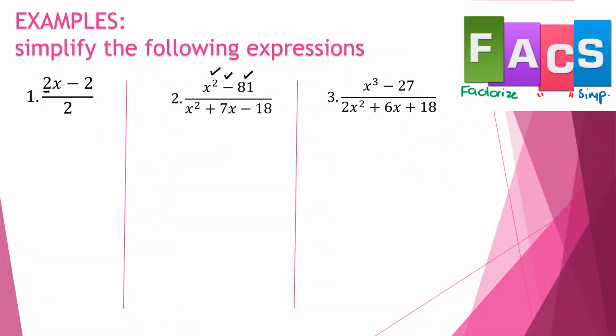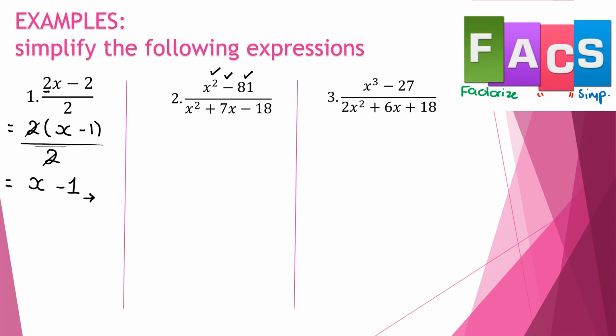So let's do the following examples. Our instruction is to simplify the following expressions, and we do so by factorizing, cancelling, and then simplifying. So let's have a look. In our numerator, we have a binomial with a common factor of 2. So what remains is x minus 1 all over 2, all over 2, and therefore we end up with x minus 1.